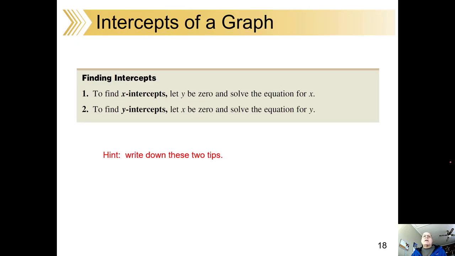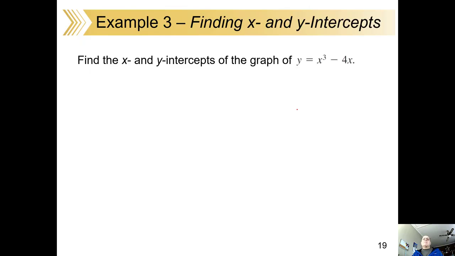Sort of your cliff notes, if you want x-intercepts, let the y be 0, and then solve for x. If you want the y-intercepts, let x be 0, and solve for y. Those are two good tips to keep in mind. Put those on a 3x5 card or something, carry them around, take a look at them occasionally until they become second nature. So, what about the x-intercepts and y-intercepts of y equals x cubed minus 4x?